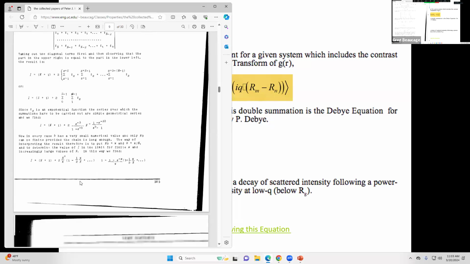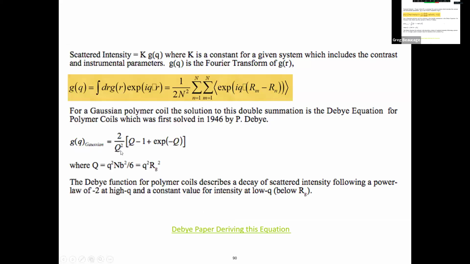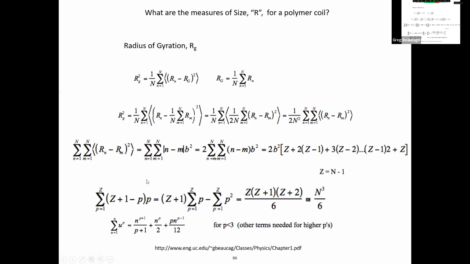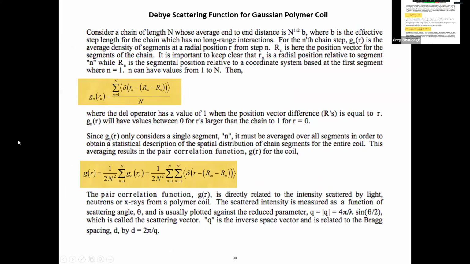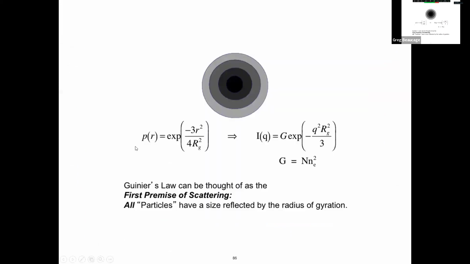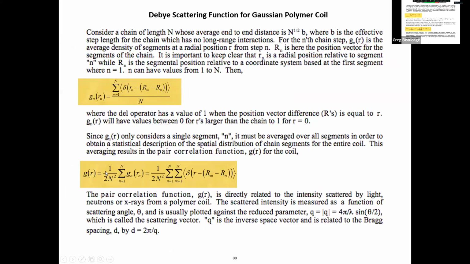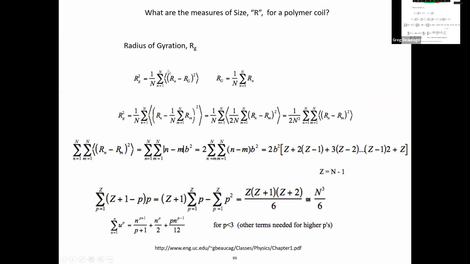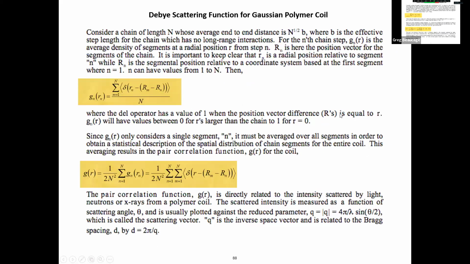Anyway, he goes through how to do that derivation. I'm not going to go through it, but it's in that paper. Basically he ends up with the correlation function. The correlation function for a polymer chain uses a delta, which means yes or no: yes is 1, no is 0. If your vector r matches this difference Rn minus Rm, which is like the same thing we had for the Rg derivation, then you say yes, and you get a correlation.